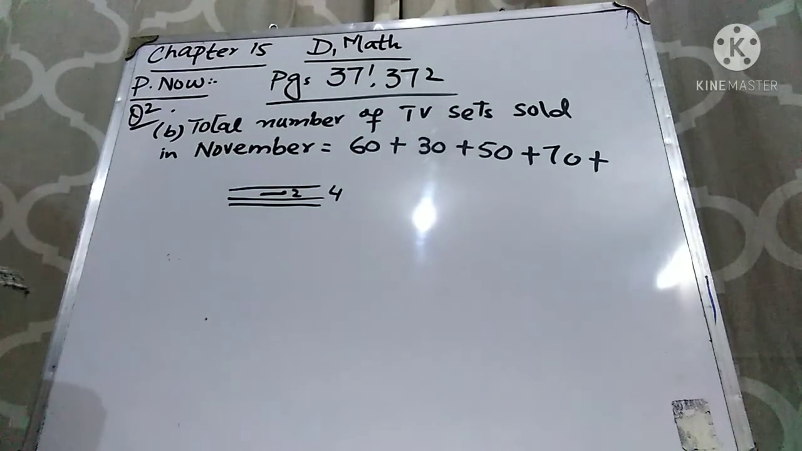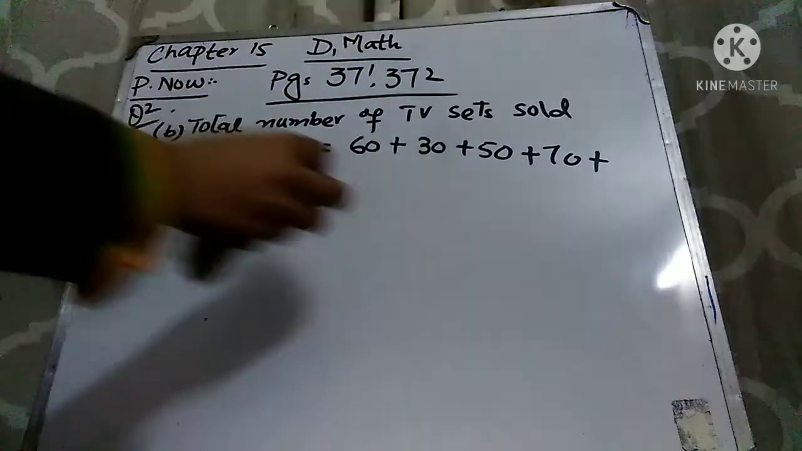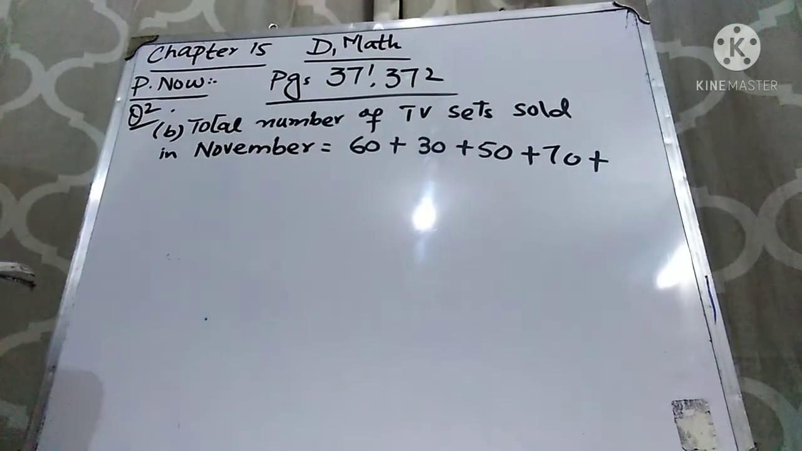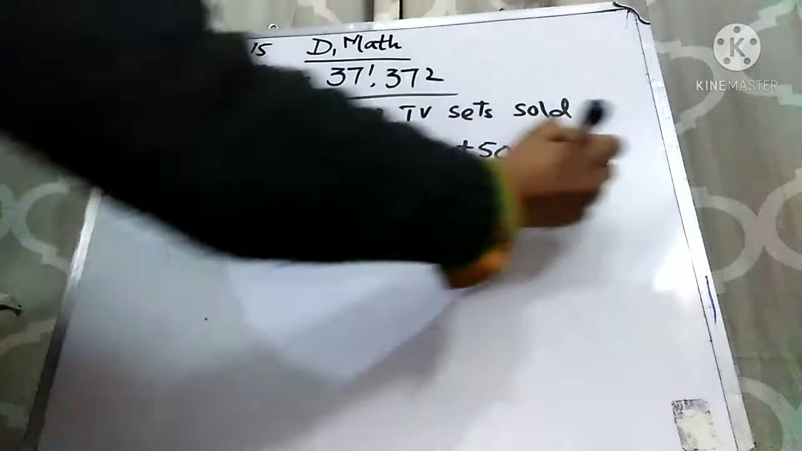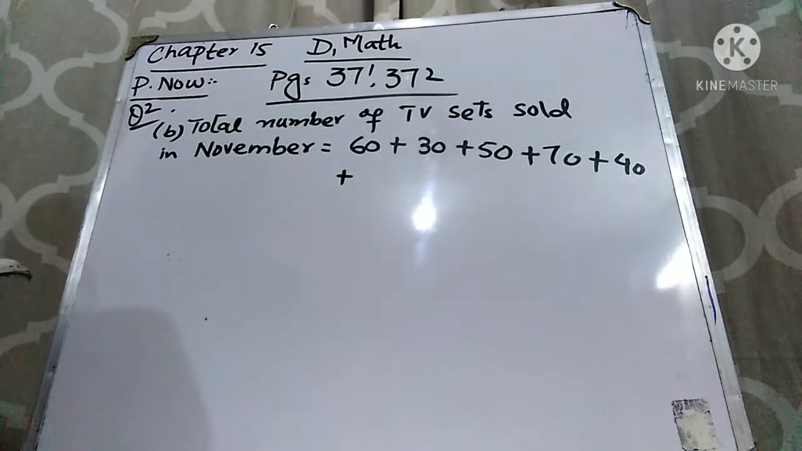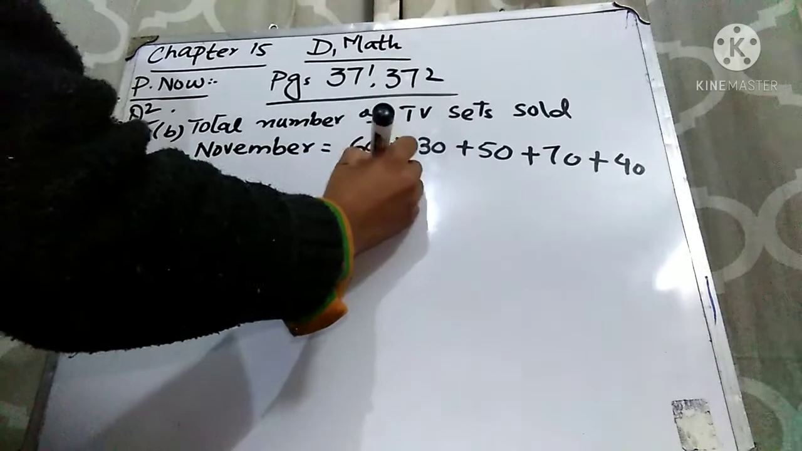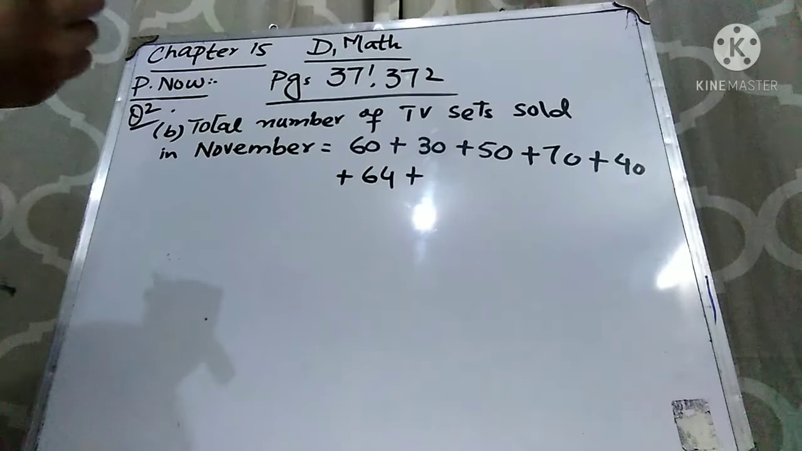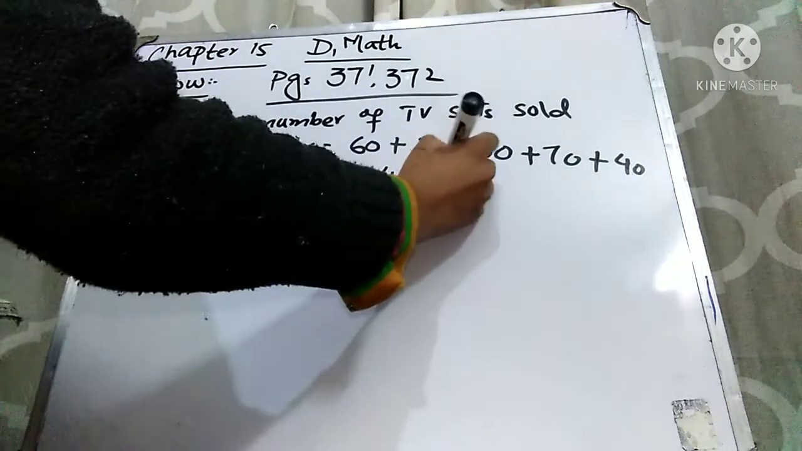Now let's come to the next, shop 5. In shop 5 the bar goes till 40, so you will add 40. Now let's go to shop 6. It's given 64, and then shop 7 is given in the table, that is 70.